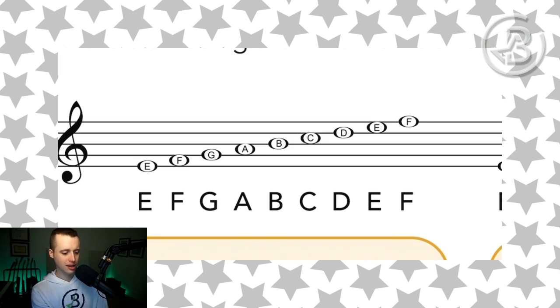Also interesting to notice that this is the basic musical alphabet, but starting on E. We have E, F, G, and then what do we have? A, B, C, D, E, F. So this is the basic musical alphabet, starting on E and ending on F.